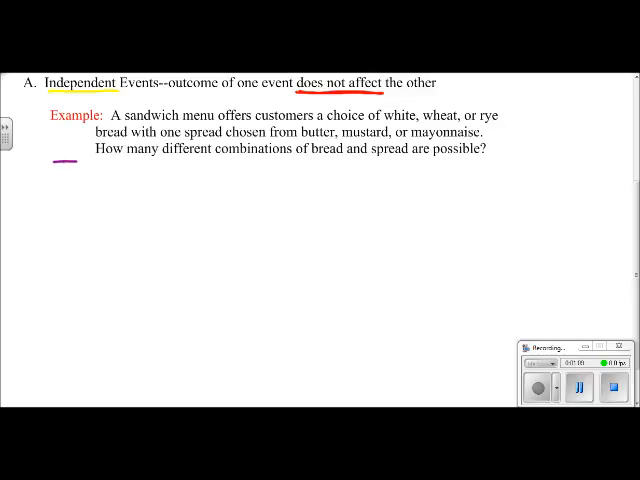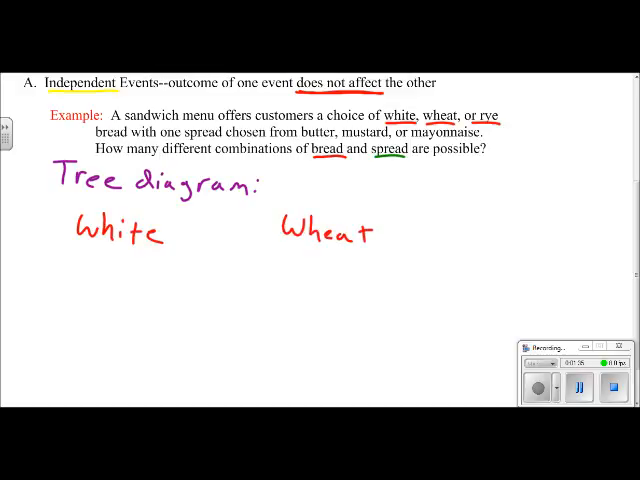We're going to actually visually look at this using a tree diagram. Tree diagram basically just means we will map out all the possible outcomes. So we want to look at how many combinations of bread and spread are available. Our bread are white, wheat, or rye. Those are our possibilities. And for spread, we could have butter, mustard, or mayonnaise. So we could have white with butter, white with mustard, I'm just going to use MU, and mayo. Those are possibilities if we're using white bread.